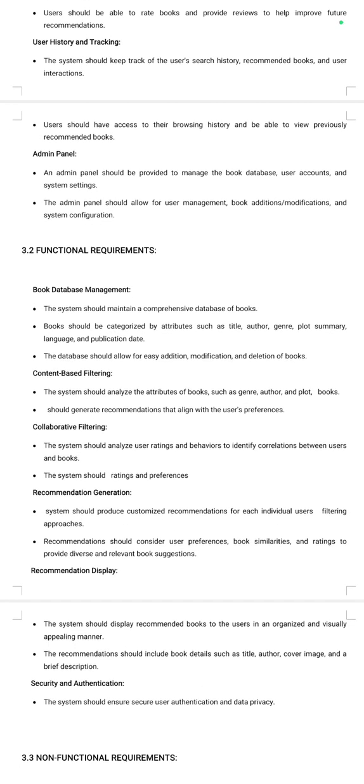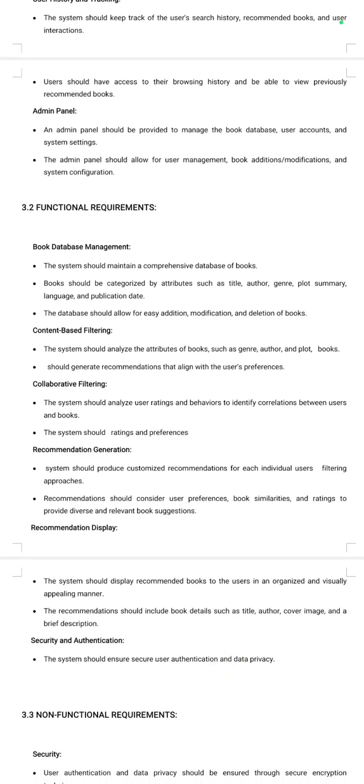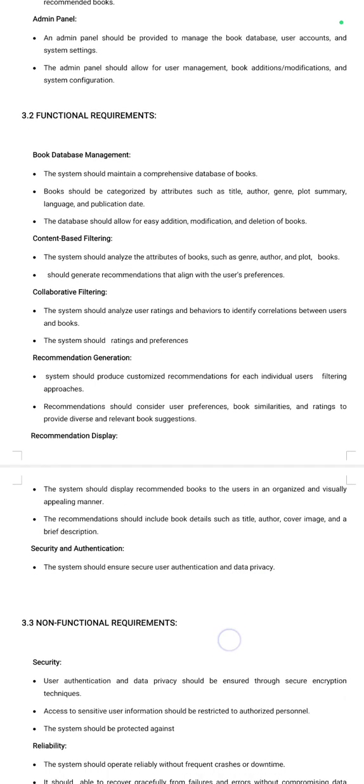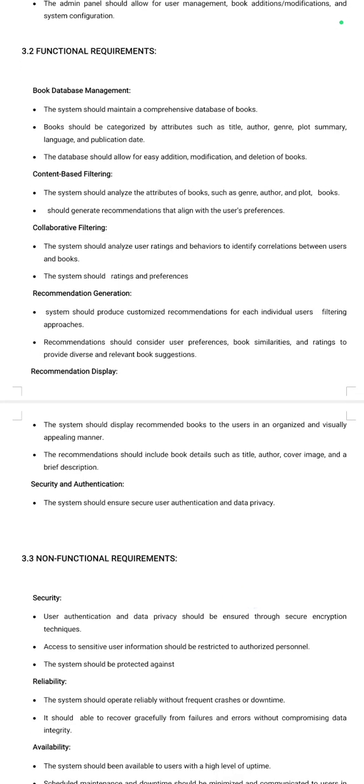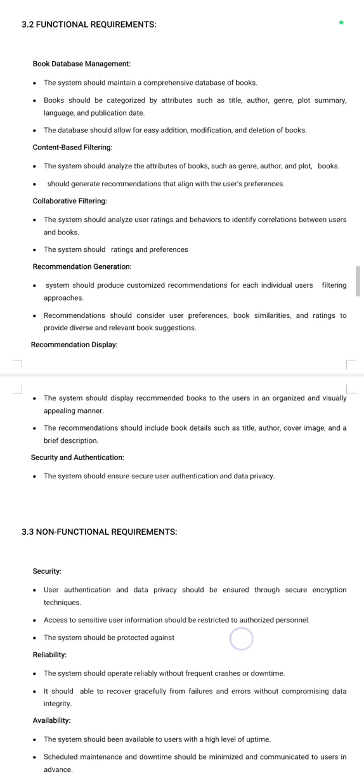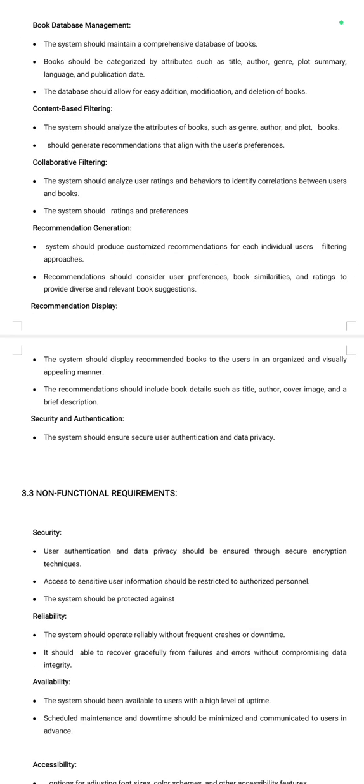Collaborative filtering: the system should analyze user ratings and behavior to identify the correlation between users and books. Recommendation generation: the system should provide customized recommendations for each individual user using filtering approaches. Recommendation display: the system should display recommended books to the user in an organized and visually appealing manner. Security and authentication: the system should ensure secure user authentication and data privacy.